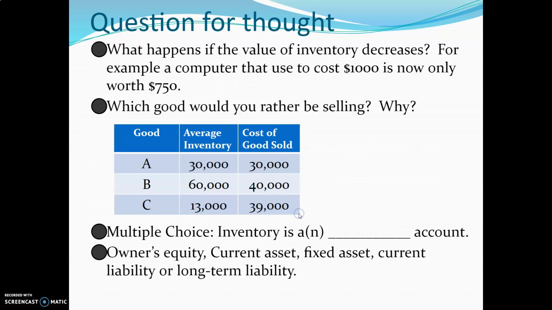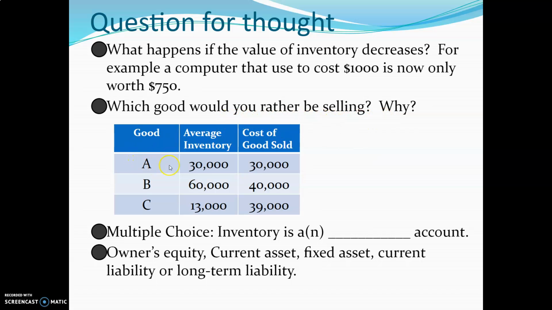So moving on to our question for thought and what we're going to look at today, and what we've just done does relate to what we're going to get to look at in this lesson. What happens if the value of inventory decreases? For example, a computer that used to cost $1,000 is now only worth $750. Well, we're going to take a look at the accounting rules behind that. And which good would you rather be selling and why?